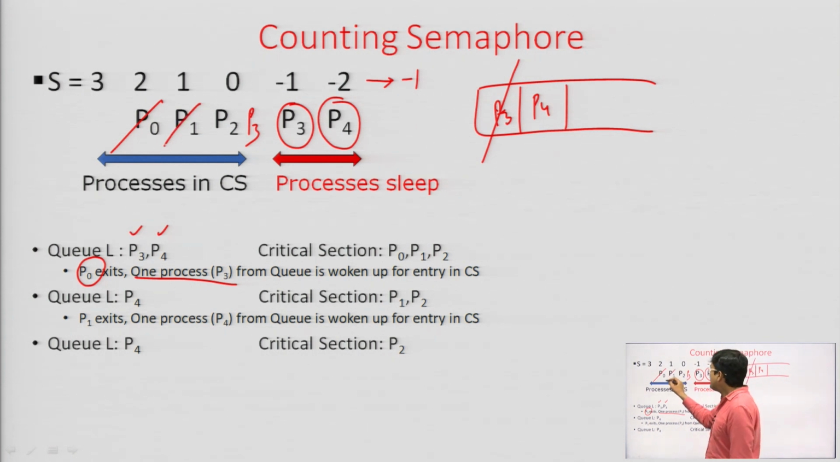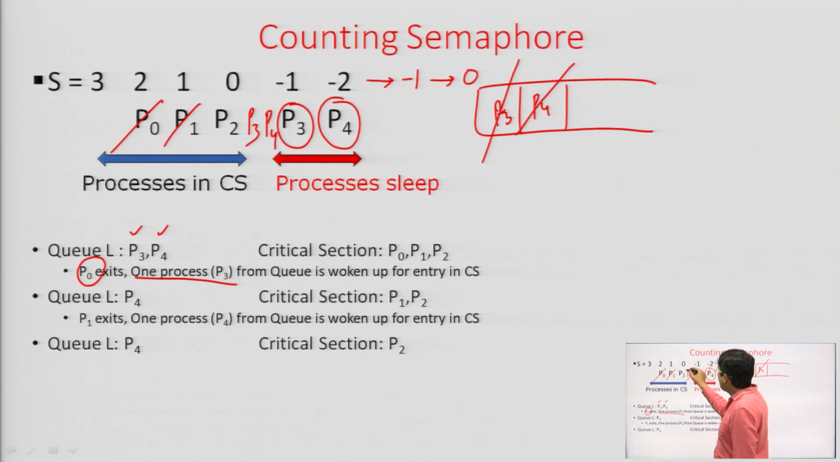Now, after this let us say P1 also exits. If P1 exits, it executes the signal function. When it executes the signal function, the value of the semaphore goes up to 0. It is still not positive. So, since it is not positive, one process from the queue will be taken up and allowed to enter the critical section. So, the P4 process enters the critical section.